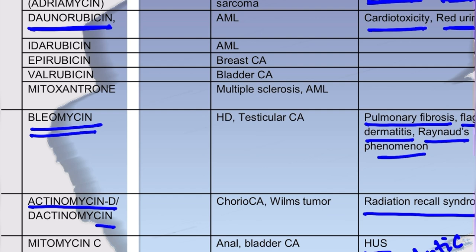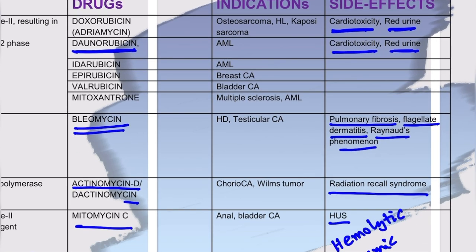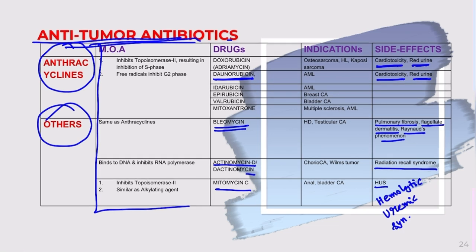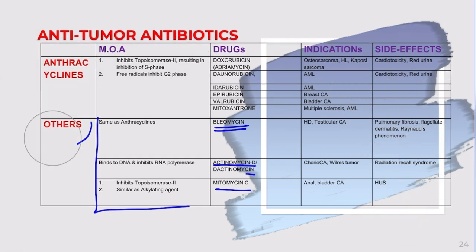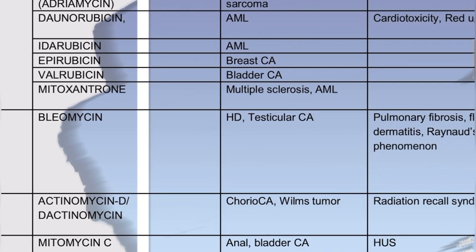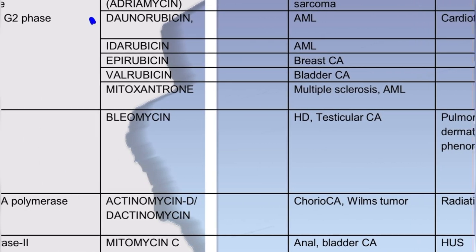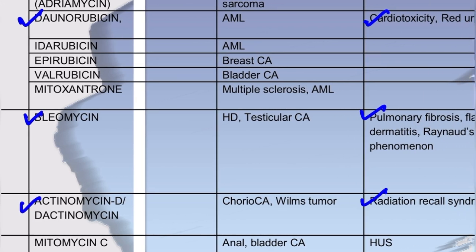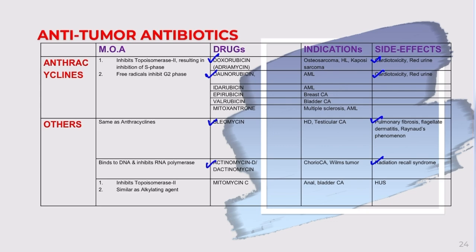Hemolytic uremic syndrome. This is another disease related to blood vessels. So from this slide, try to remember: doxorubicin and daunorubicin cause cardiotoxicity, bleomycin causes pulmonary fibrosis, actinomycin D causes radiation recall syndrome. These four will be enough, I think.